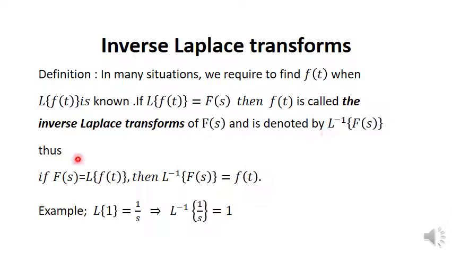Thus, the definition goes like this. If F of s is equal to L of f of t, then L inverse of F of s is equal to f of t. For example, Laplace transform of 1 is equal to 1 by s, as we know. If you take L inverse, that is inverse Laplace of the same function 1 by s, it is equal to 1.